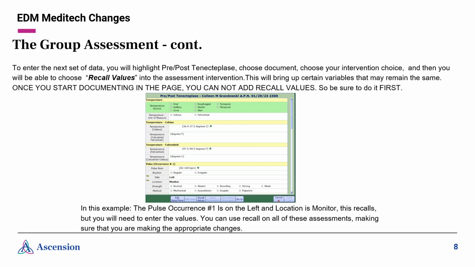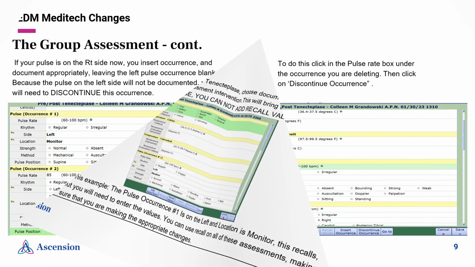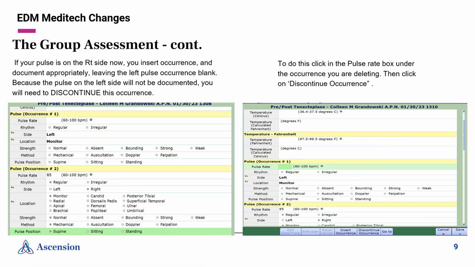In this example, pulse occurrence number 1 is on the left and the location is monitor. This will recall that, but you will still need to enter all of the values. You can use recall on all of the assessments in these group assessments. Just be sure to make the appropriate changes. If your pulse is on the right side now, you will need to insert an occurrence and then document appropriately, leaving the left pulse occurrence blank.